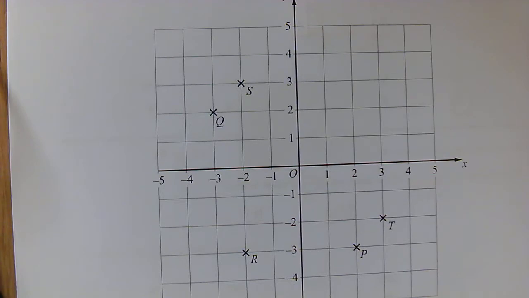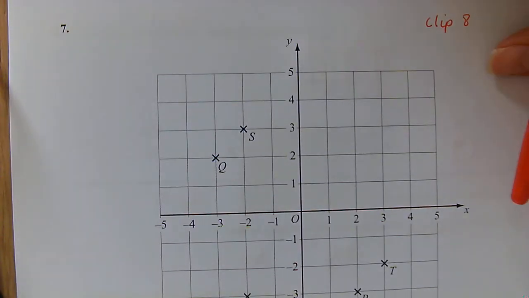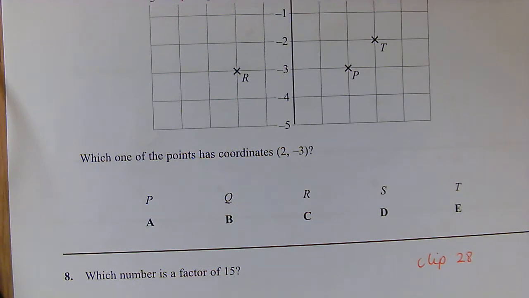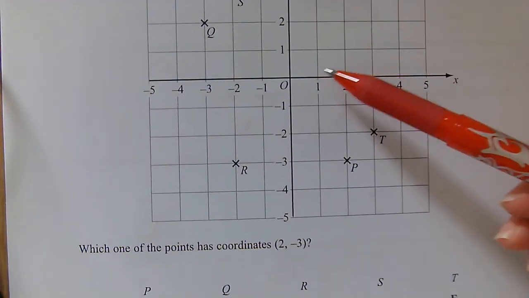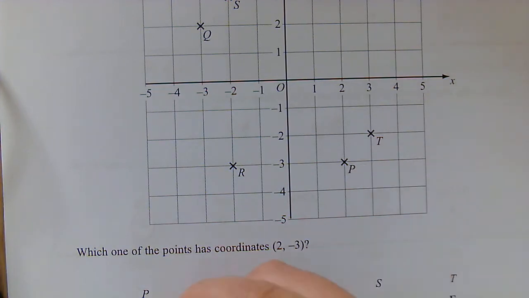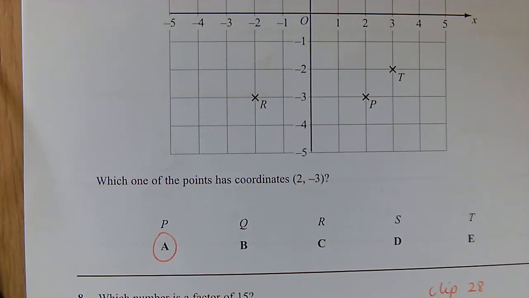Question 7, we're looking at coordinates. Which one of the points has the coordinate (2, -3)? So along the corridor 2, down 3, it is point P.